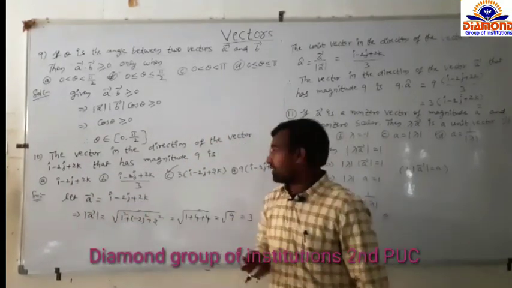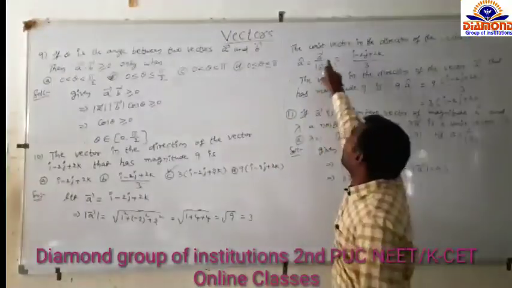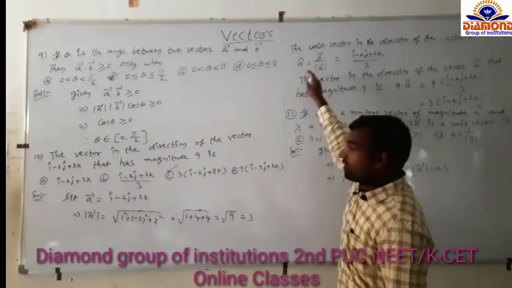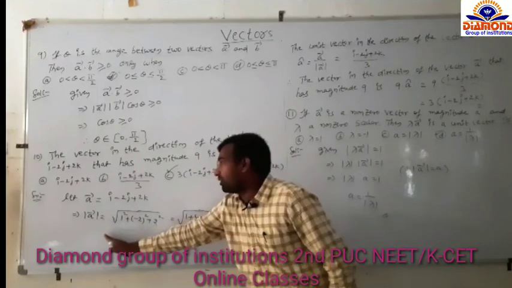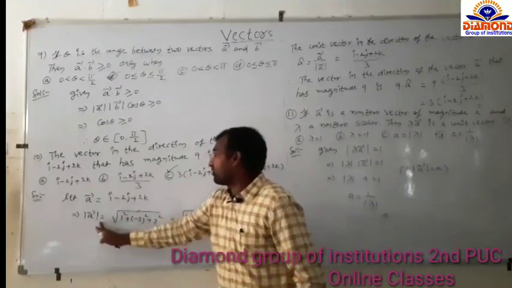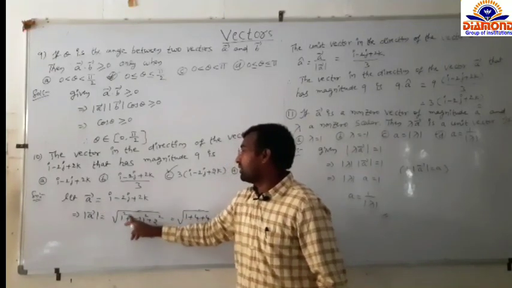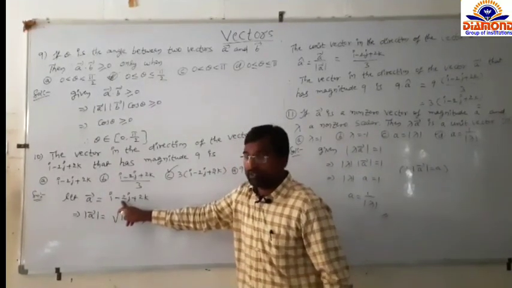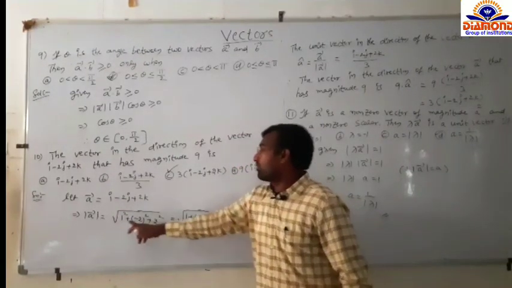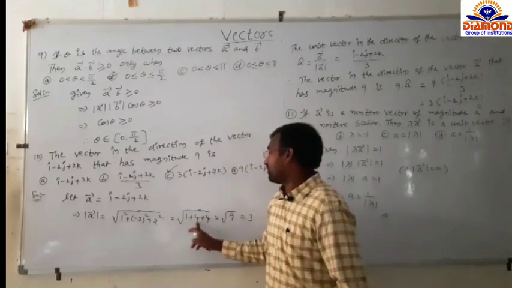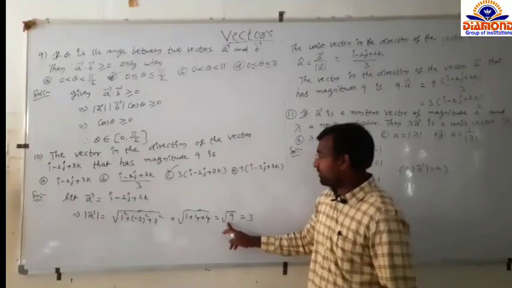First we find the unit vector. How to calculate the unit vector? The unit vector formula is a cap equals a by mod a. That's why first we find the modulus of a bar, which means the magnitude of the given vector. So mod a equals under the root of i coefficient square, which is 1 square, plus j coefficient square, which is minus 2 whole square, plus k coefficient square, which is 2 square. So 1 square is 1, minus 2 square is 4, 2 square is 4. So 1 plus 4 plus 4 is 9. So root 9, and root 9 value is 3.